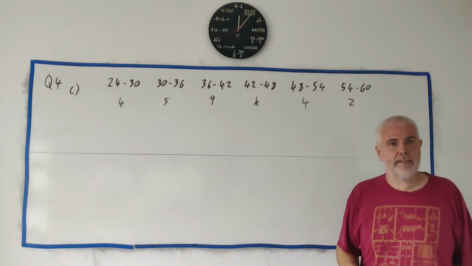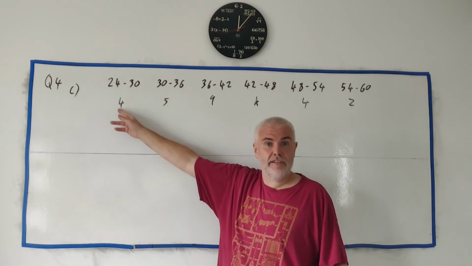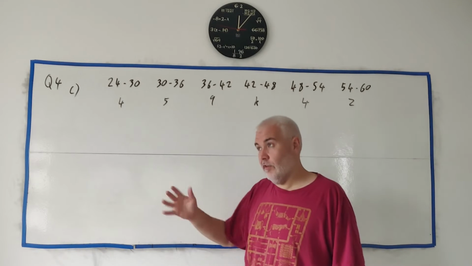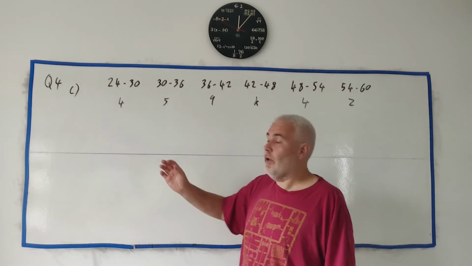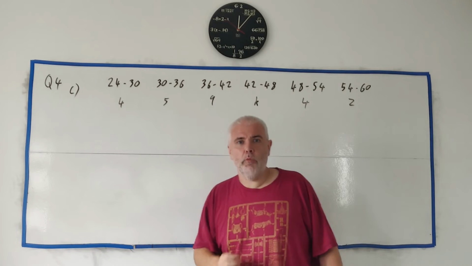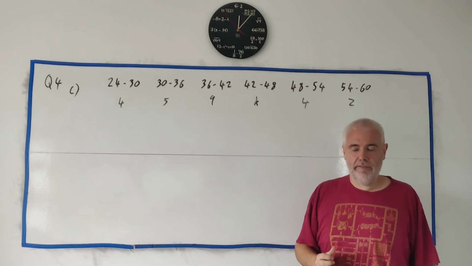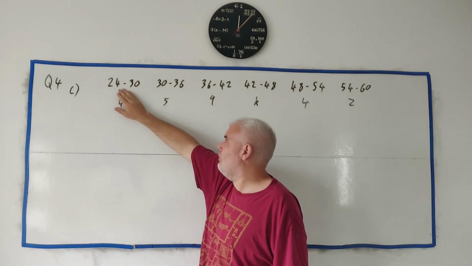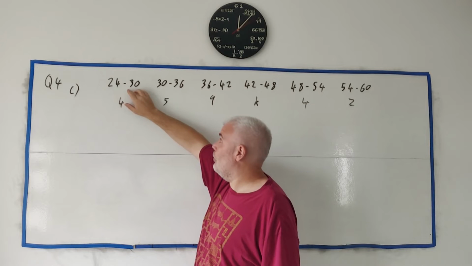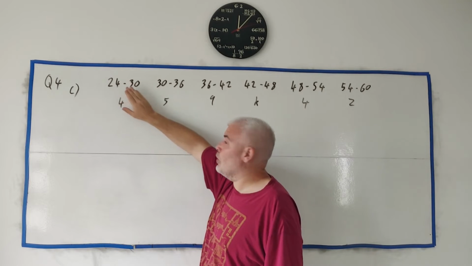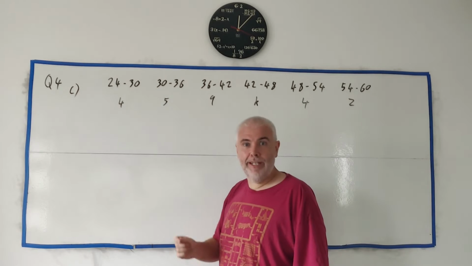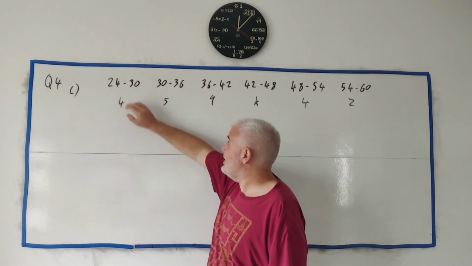The problem with this method is we don't really know what age these people are. Were they all 24? Were they all 30? Or just under 30? So what do we do in those cases? We end up using the mid-interval value. That means we take the average, the middle would be a better way to say it, of these numbers here. So the middle of 24 to 30 is actually 27.